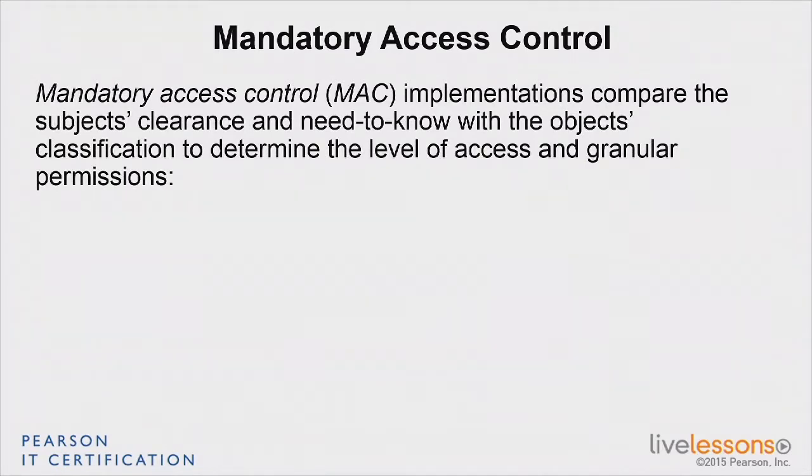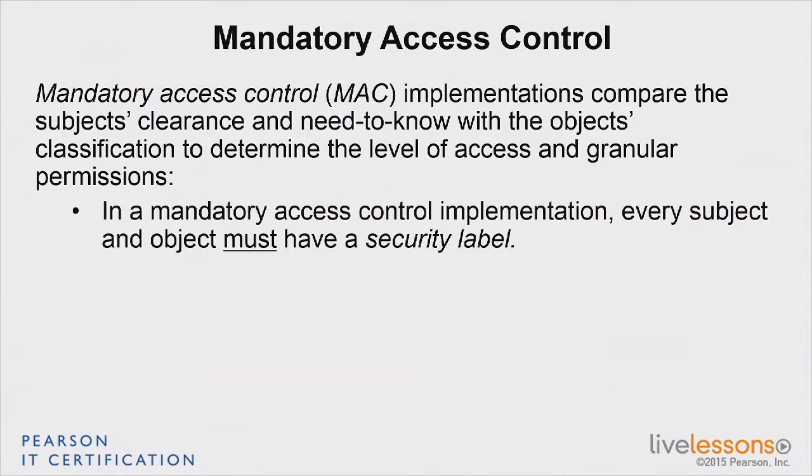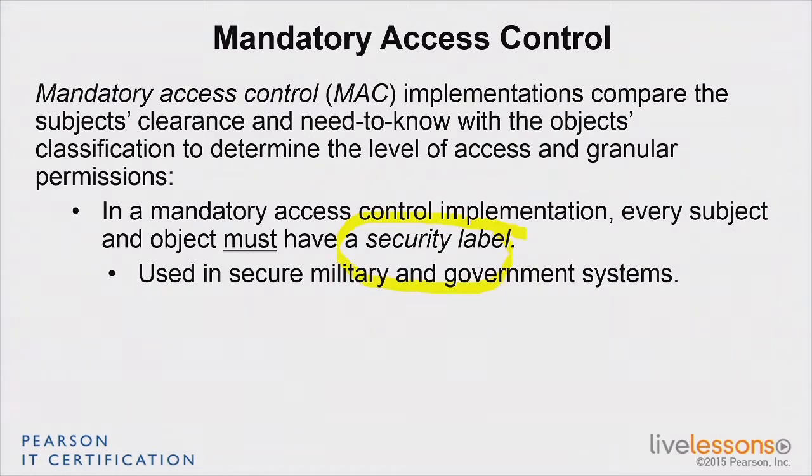So in a mandatory access control model, or MAC, implementations compare a subject's clearance and their need to know with the object's classification to determine the level of access and granular permissions. So in a mandatory control model, every subject and every object must have a security label because we're going to be comparing those labels. Mandatory access control is rarely used in a commercial environment. It is primarily used in secure military and government systems.